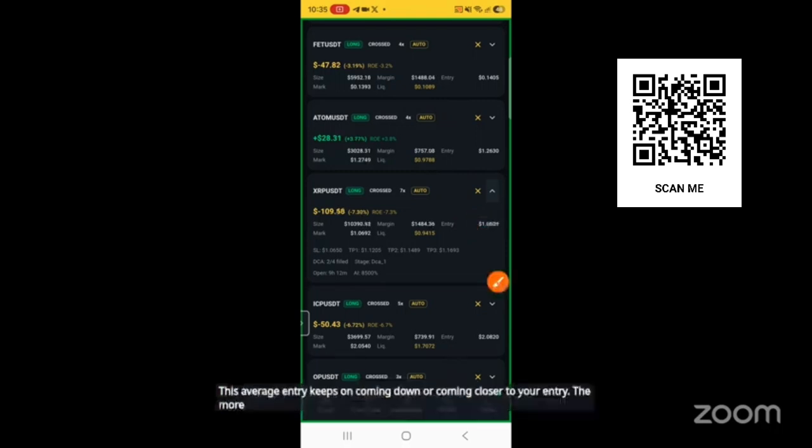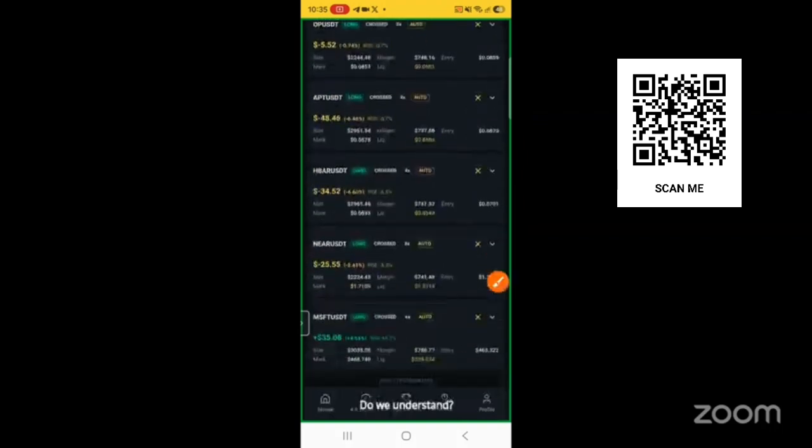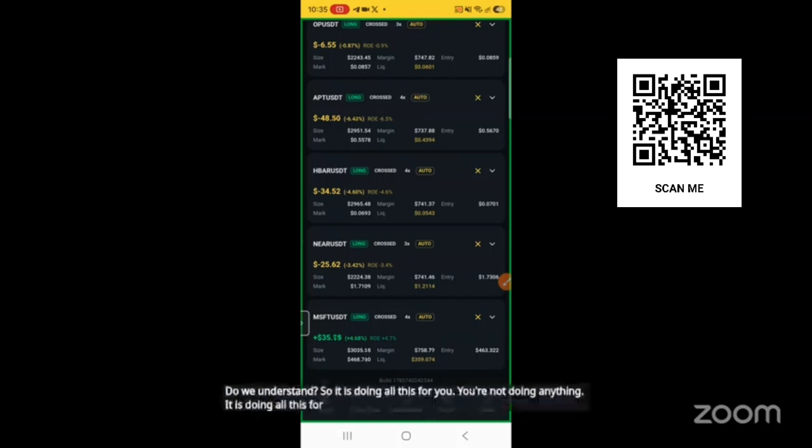The more it adds in more money at different support or resistance, the more this entry price comes closer to the market price, such that any small move in the market, you just come out with a bigger profit. Do we understand? So it is doing all this for you. You're not doing anything. It is doing all this for you, managing everything for you.